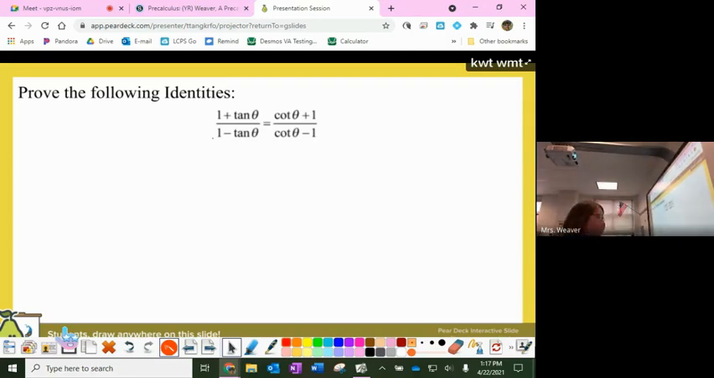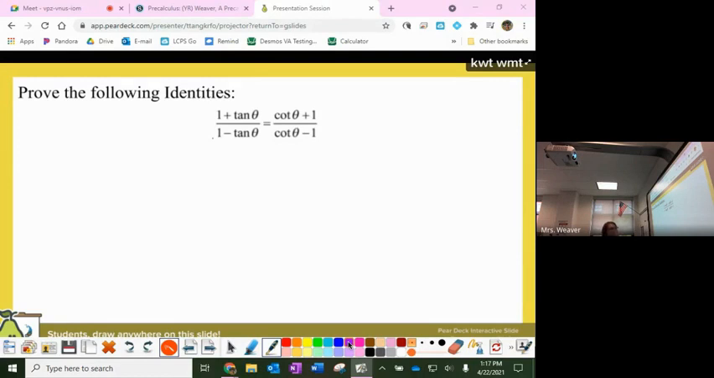So I'm going to show you what I saw and what I was thinking when I looked at this problem. I saw we have 1 plus tangent over 1 minus tangent, and we're trying to get to cotangent theta plus 1 over cotangent theta minus 1. The first thing I spied with my algebra eyes was those terms in the numerator and the denominator, and I thought, those are conjugates of each other. So I really wanted to multiply by the conjugate.